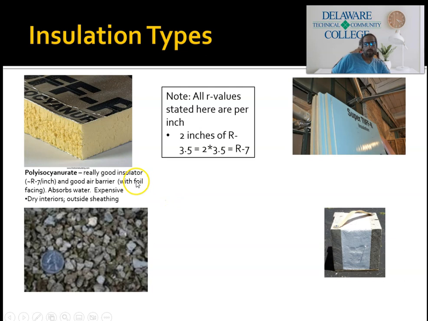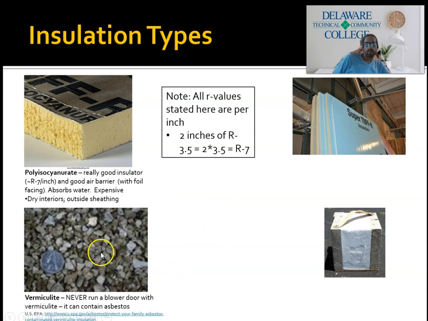Then we have what's called polyisocyanurate, which is usually just called polyiso. This is the best insulator per inch. This comes in a board, usually has foil on the outside, about R7 per inch. Good air barrier. It's not so good for wet areas because this will actually absorb water, but definitely good for dry areas of the building.